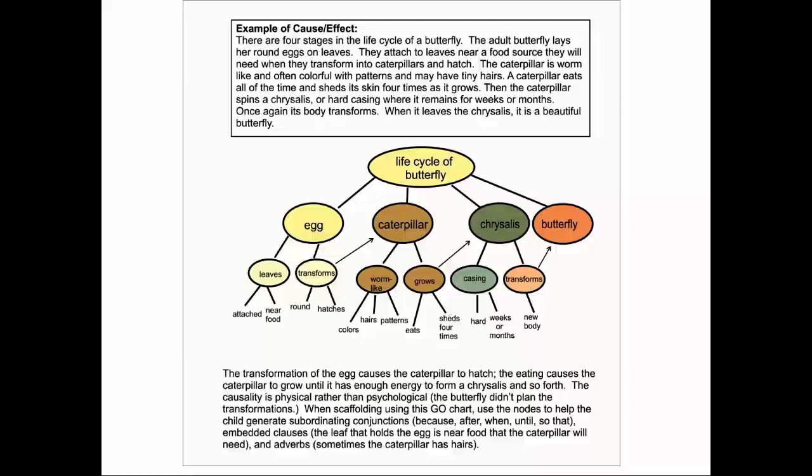in my life. Anyway, so first we have the eggs, and they are placed on leaves, and then the leaves are attached near the food, and then they transform, and the transformation causes them to become a caterpillar. And then we have our description of what a caterpillar looks like and how it grows, and then that growing causes it to basically become an adult where it makes a chrysalis. Then we have our definitions of chrysalis, and then that transformation basically gives it a new body and causes it to become a butterfly.